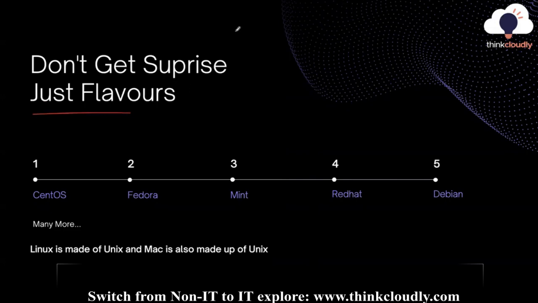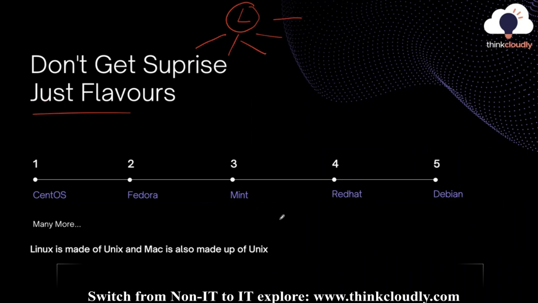Flavors means Linux comes in a lot of flavors, just like your ice cream comes in strawberry, vanilla, chocolate, a lot of flavors. Just like that, Linux comes in multiple flavors. I have listed down 5 over here, but we have much more than 5. Five is just a number, but there are multiple flavors you will find for Linux.